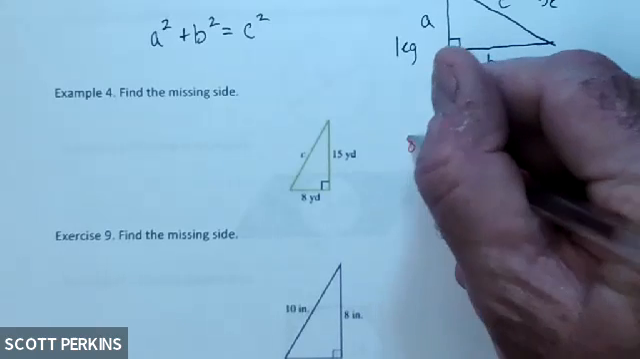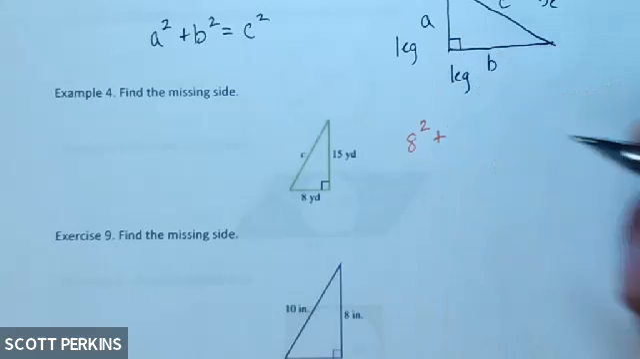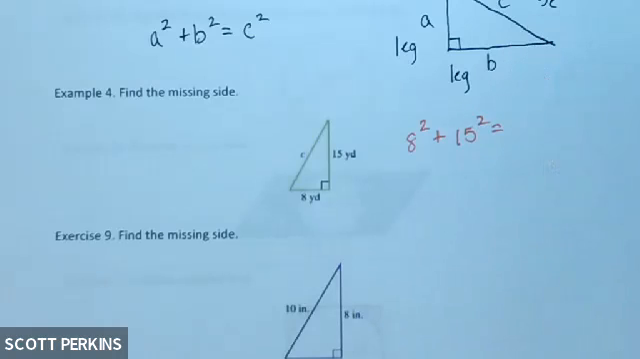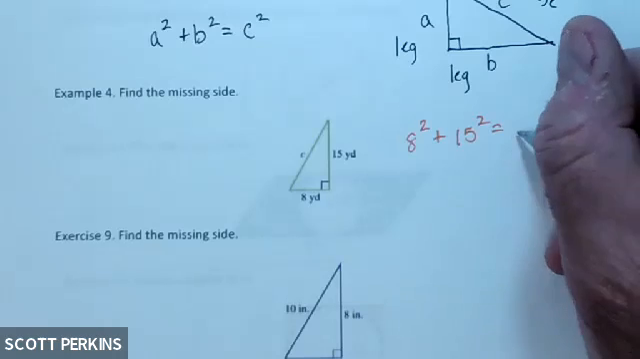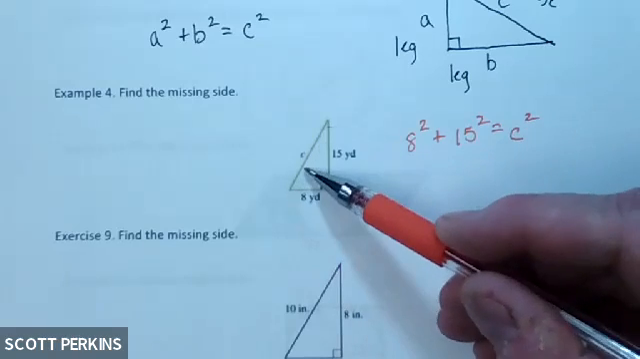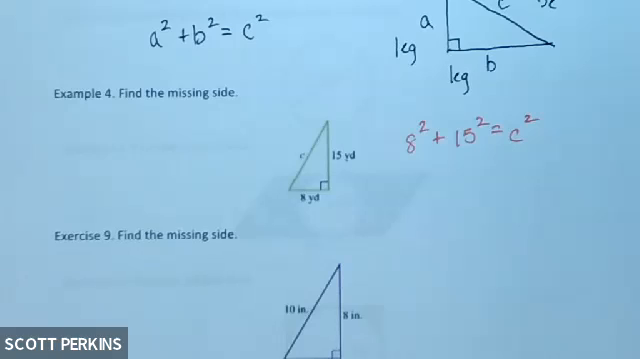Okay, so 8, we're going to square that. Great. What's another one of the legs I'm going to square? Okay, 15. And then the hypotenuse in this particular case, I don't know the hypotenuse, so that is c squared. Remember the hypotenuse is always the side that is directly across from the right angle. Once you've done that, the rest just becomes a calculator problem.